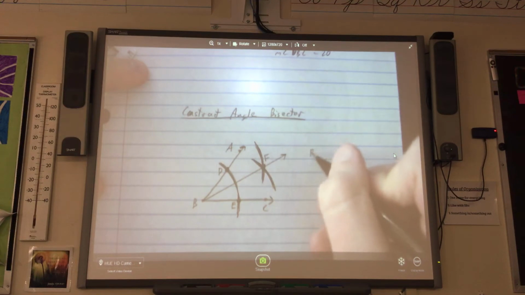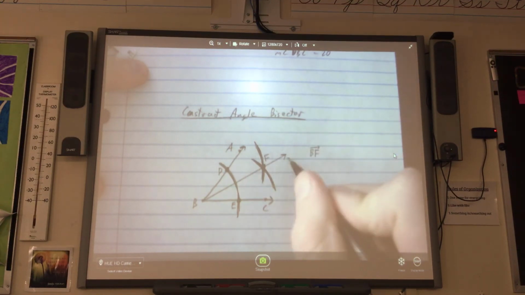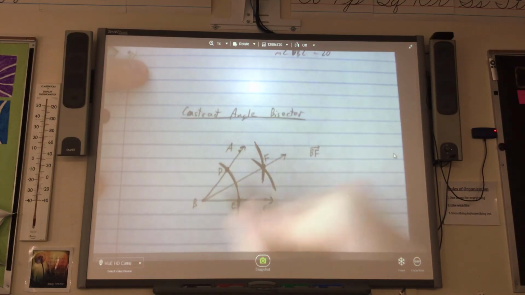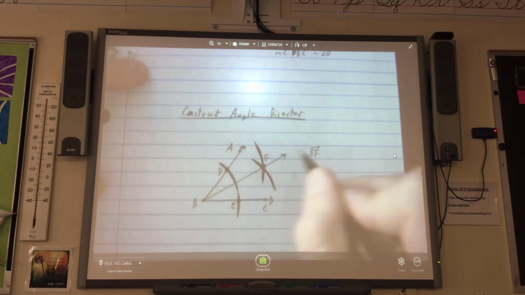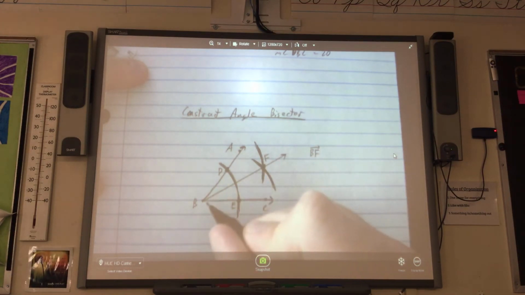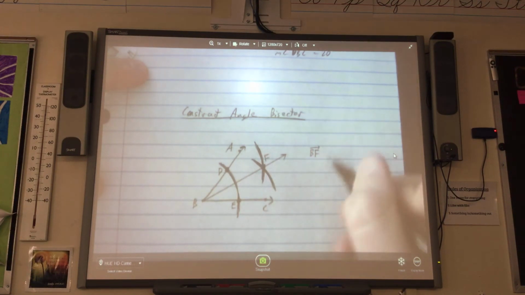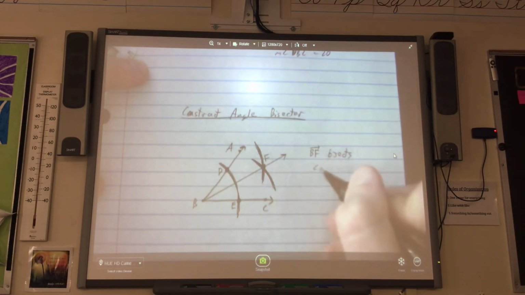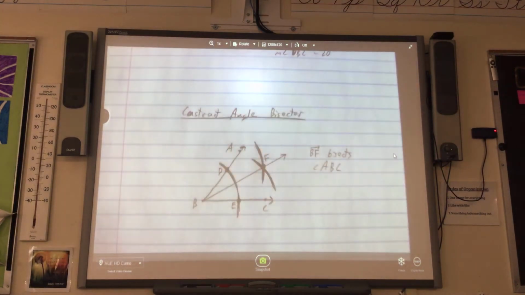So B, F, well actually it's a ray, because if I would have kept it as a line segment, then it would have had no extending point or array. But now I have this extra part, so it's called a ray. When you have one point and the other one is a line that's continuing out. BF bisects angle ABC. Make sense?